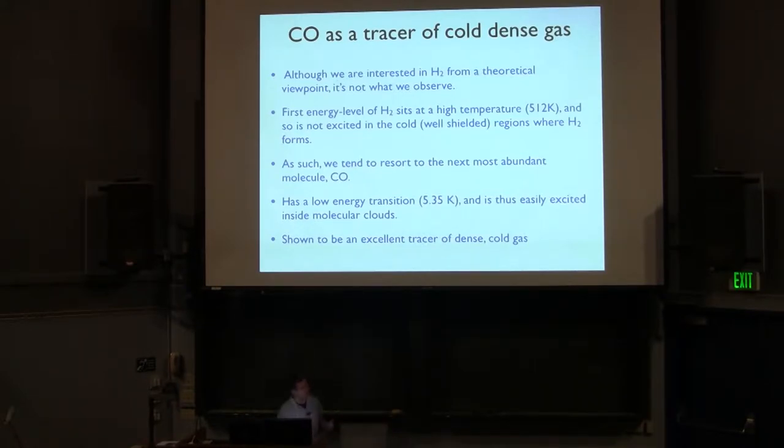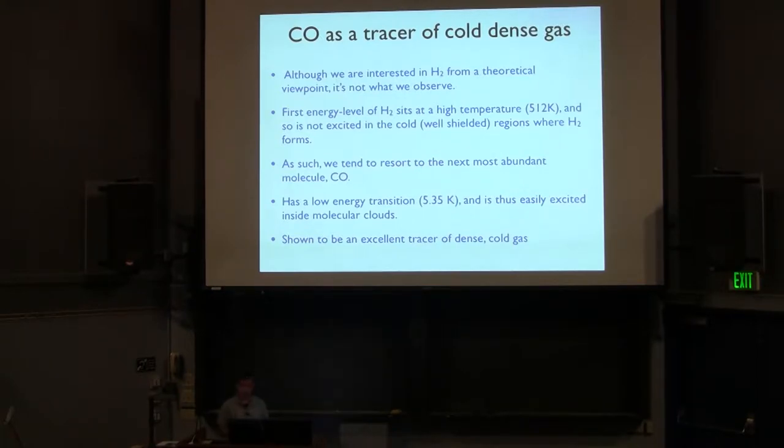So anytime H2 is a strong coolant, which it can be in the warm ISM, if you have an H2 fraction which is high enough, you can start to see it. So it's not just the fact that it doesn't have a dipole; it is really due to the fact that it has this very high energy level as the first excited state. So, as Meredith was saying yesterday, we have to resort to the next most abundant molecule, and that is CO.